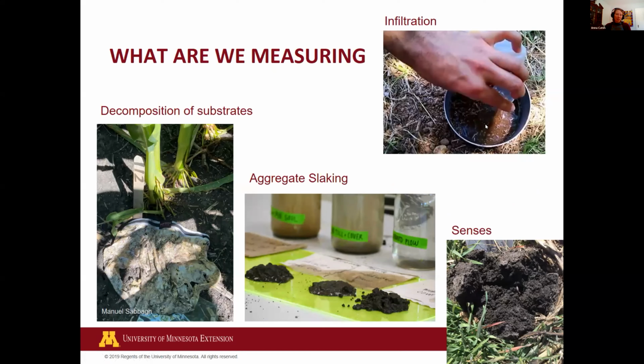Now for your senses, there's a number of things you could be using. I think a lot of people are looking for the same kind of structure that we're measuring with something like aggregate slaking. They're looking for how soil breaks apart in your hands. Another thing that's, I think, good to look at is the root health. That tells you something about how well roots are able to explore throughout the soil. And then things like color and things like looking for organisms like earthworms are also really relevant.